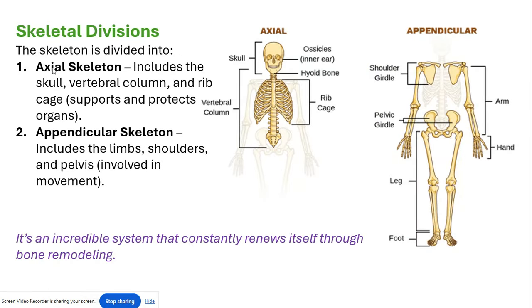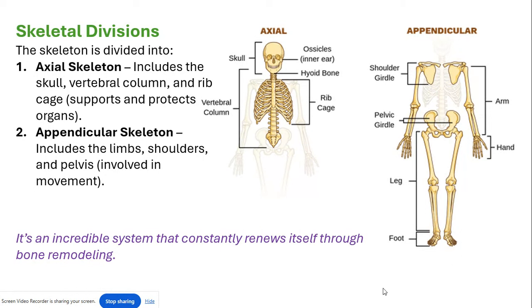Skeletal division. The axial skeleton includes the skull, vertebral column, and rib cage, which support and protect the organs, along with the ossicles of the inner ear and the hyoid bone, right here. So the skull, rib cage, and vertebral column are all part of the axial skeleton, okay? The appendicular skeleton includes the limbs, shoulders, and pelvis, and is involved in movement. So the shoulder, right here, the arm, forearm, hand, the pelvic girdle, the legs, and the foot, they're all a part of the appendicular skeleton.